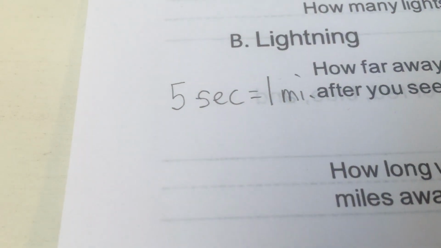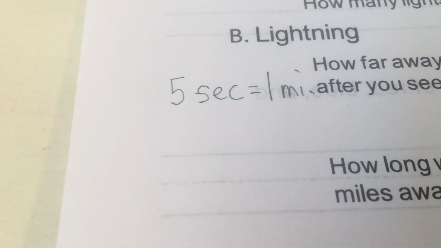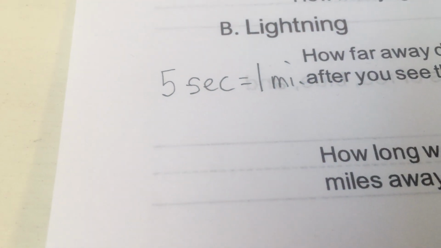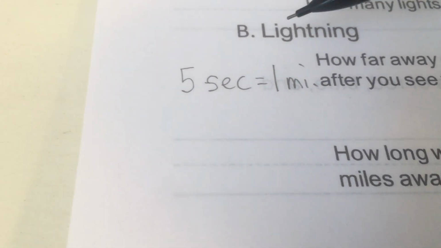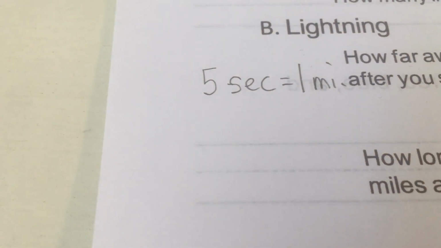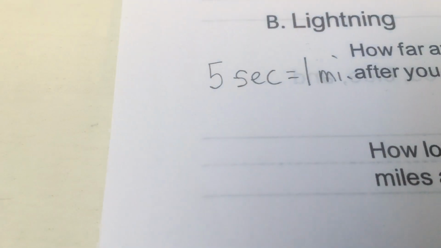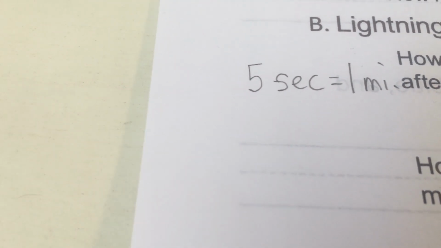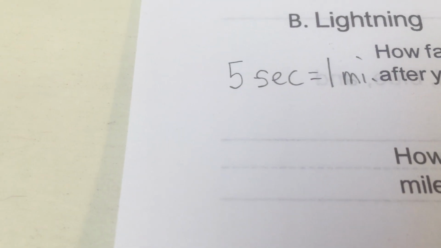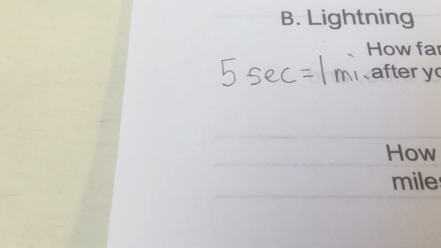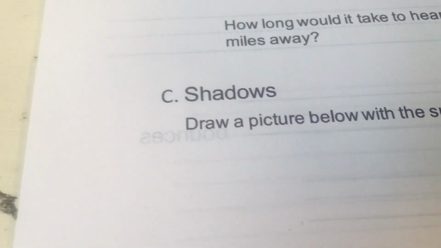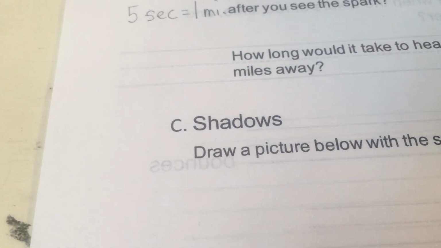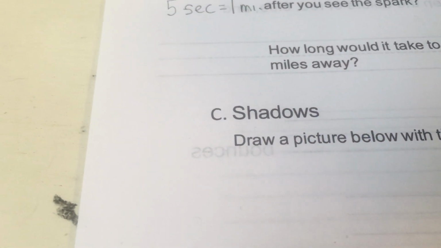Okay, so if you see lightning and then it takes 5 seconds before you hear the sound, then that means the lightning struck 1 mile away. And the light got to you right away from the lightning, but it took 5 seconds for the sound to get to you. Okay? So now imagine it says, how far away did the lightning strike if you hear thunder 5 seconds after you see the spark?